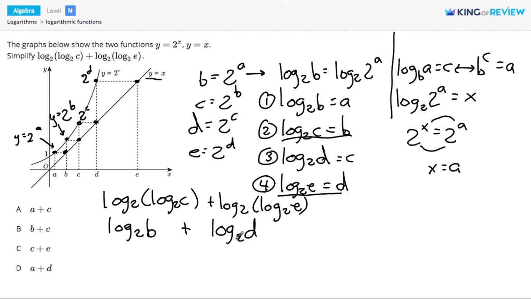Now we're already down to just 2 logs, but we can go further. We know the log base 2 of b from equation 1 is equal to a, and we know the log base 2 of d from equation 3 is equal to c. So our entire expression simplifies down to just a plus c.